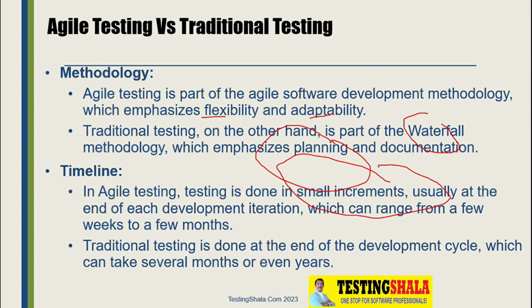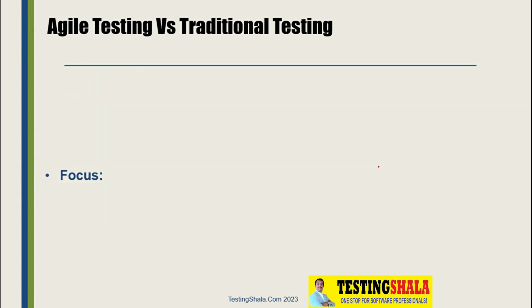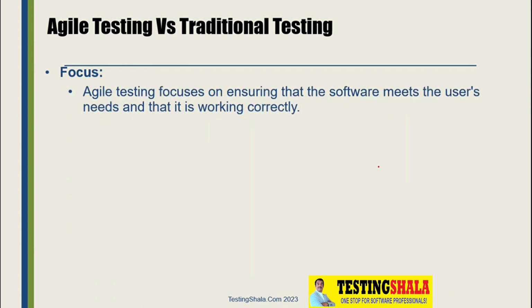The next key difference is the focus. In agile, we focus more on users' needs or customer requirements, and we get feedback from the customer more quickly than in the waterfall model. Because we get the feedback from the customer there and then, we can confidently start delivering more things to the customer.